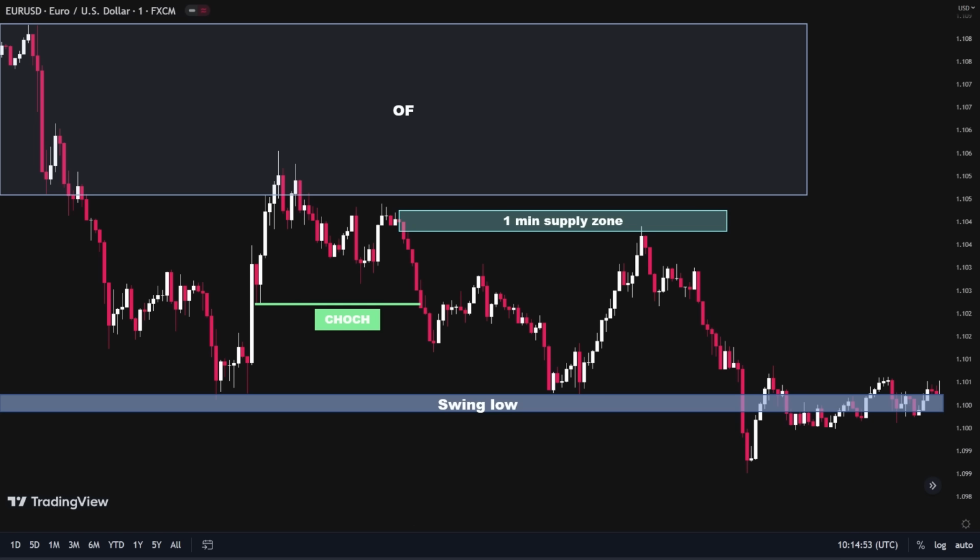As predicted, the price went down after the sell limit was triggered and eventually hit our take-profit target. By utilizing the order flow concept and executing a well-defined trading plan, we were able to enter the market at an opportune moment and capture a profitable trade. This demonstrates the effectiveness of incorporating order flow analysis into our trading strategy.